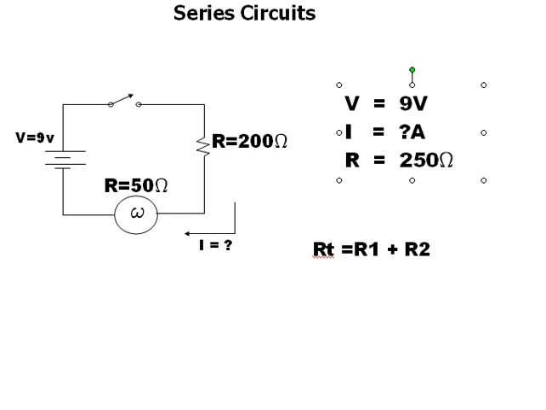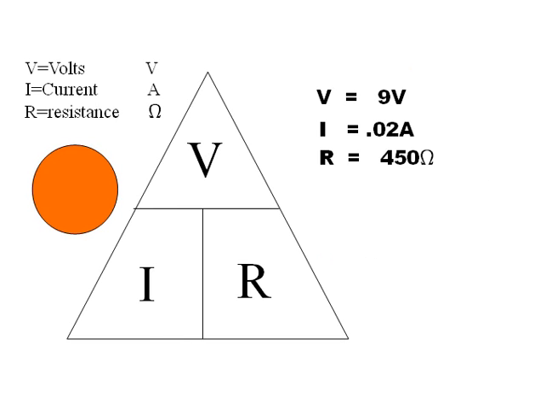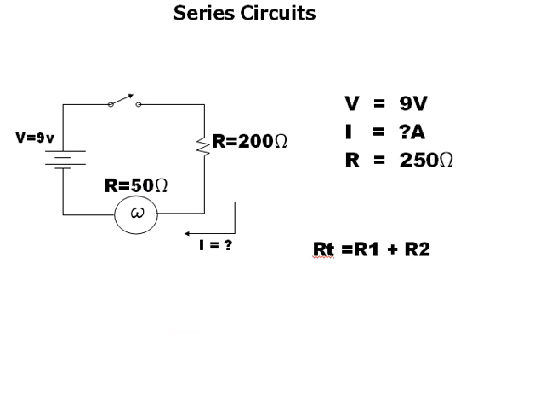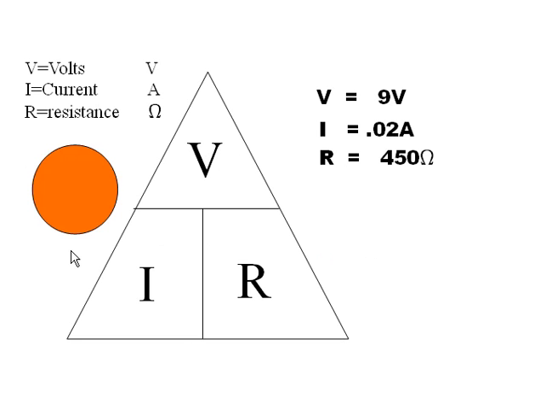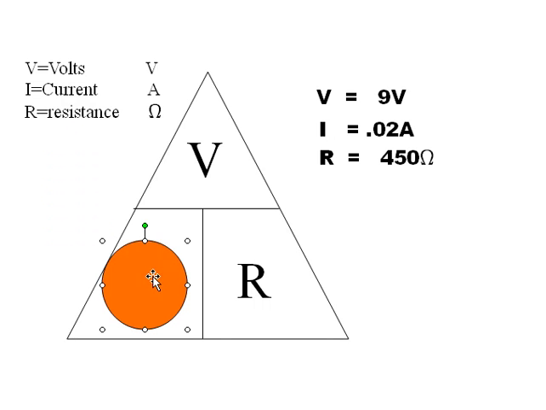Now we can go back to our Ohm's law triangle and calculate how much electricity is flowing in our circuit by simply using the triangle, covering up the amperage. We have 250 ohms of resistance, and we have 9 volts. 9 divided by 250 is 0.036 amps.